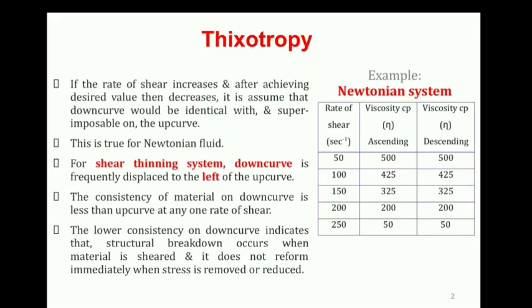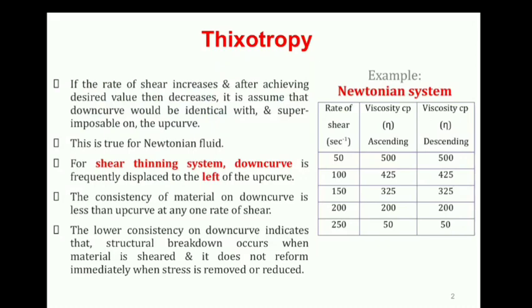Suppose you increase the rate of shear, and after achieving this particular rate of shear, say 250, again you decrease it. It is expected that the viscosity should remain the same. So the downward curve would be identical with and superimposable on the up curve. But this is true for Newtonian fluids only.